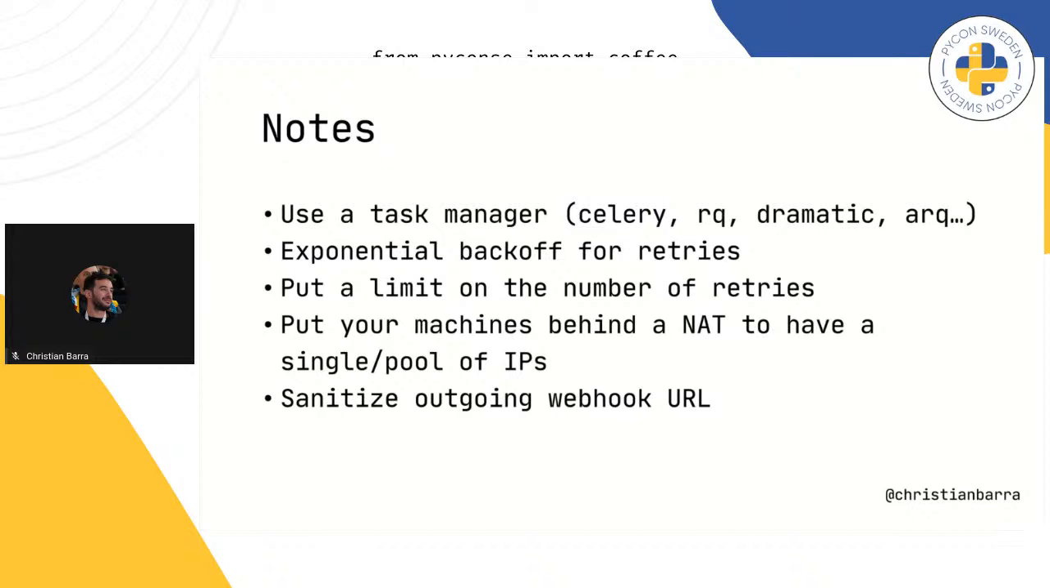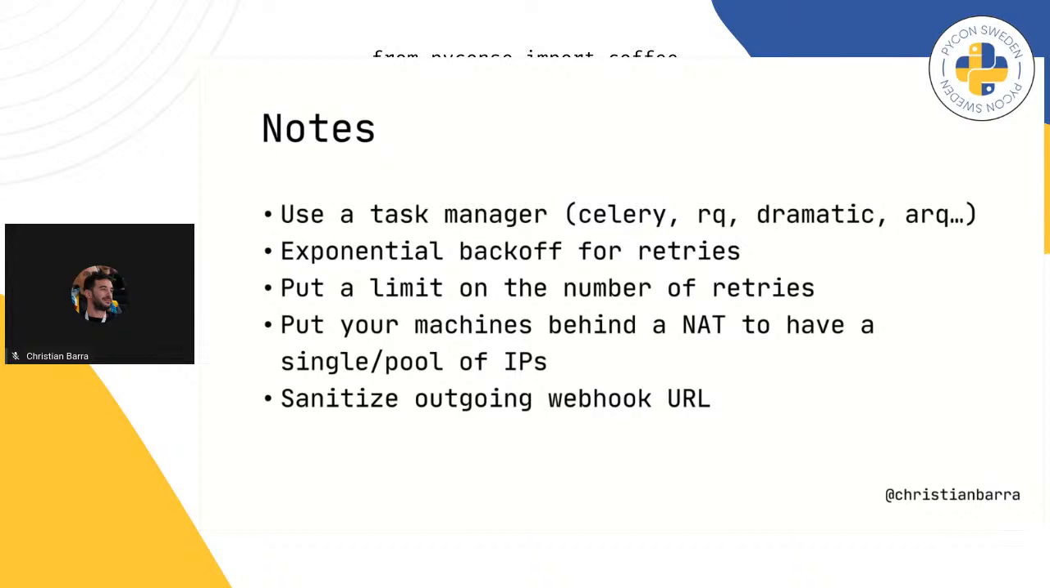The other thing is that you probably want to put a limit on the number of retries. Could be 3, can be multiple times during 2 days or 3 days. Another thing that you can do for the outgoing webhooks is to put your machines, so the machines that are going to perform the request, behind a NAT. And then you can have a single IP address or a pool of IP addresses that you can share with the receivers.